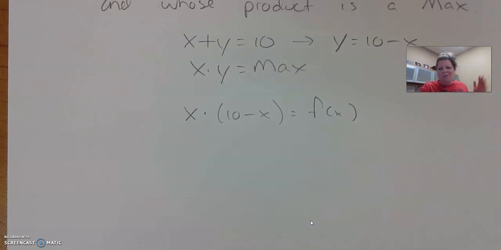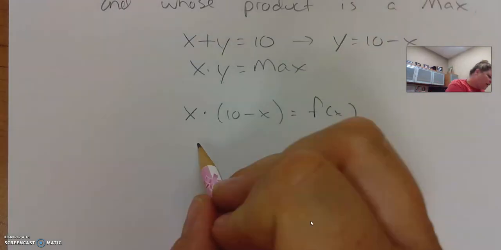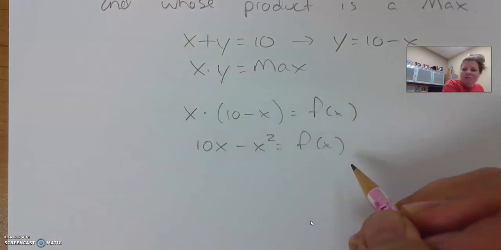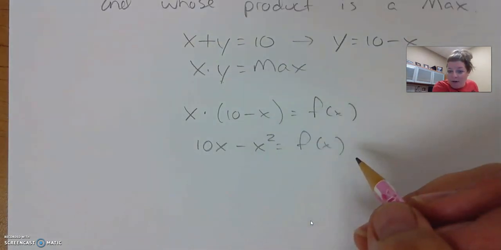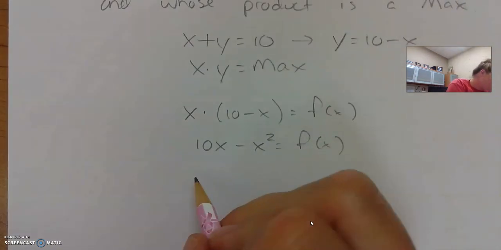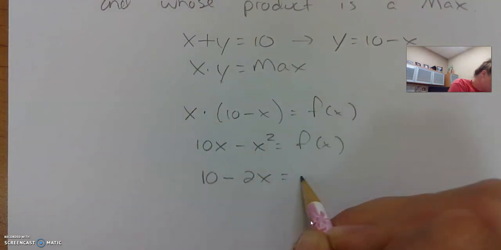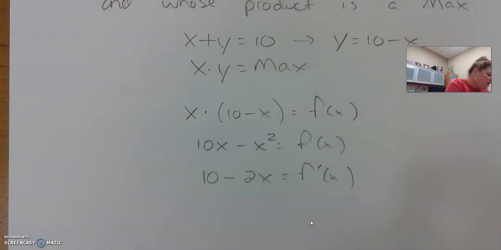So I don't want to use product rule. I'd rather just go 10 times x minus x squared equals the function so that I can use the shortcut for the derivative. So to do the derivative, we'd get 10 minus 2x. Okay, now where does that equal 0 to get our possible spots that could be our maximum?